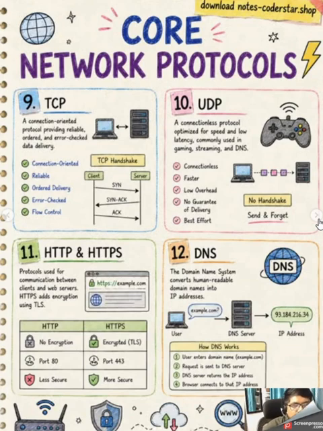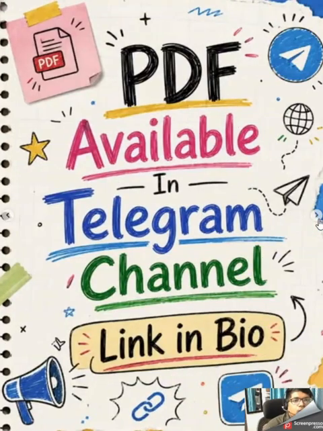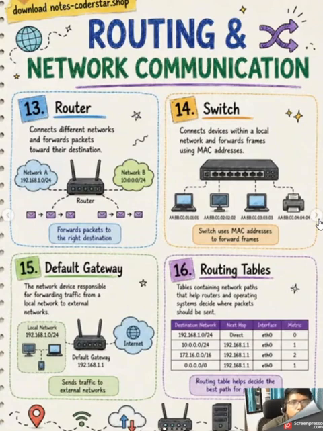Whenever a user hits example.com or google.com, the DNS server returns the IP address, and the browser connects to that particular IP address. And we have the router, which helps to connect different networks and forwards the packets towards the destination. And we have the switch, which connects devices within a local network and forwards frames using the MAC address.